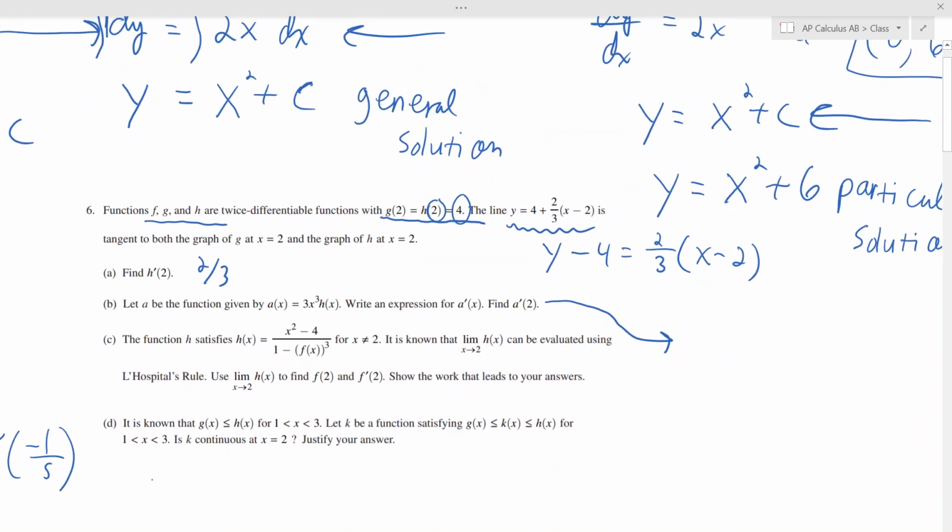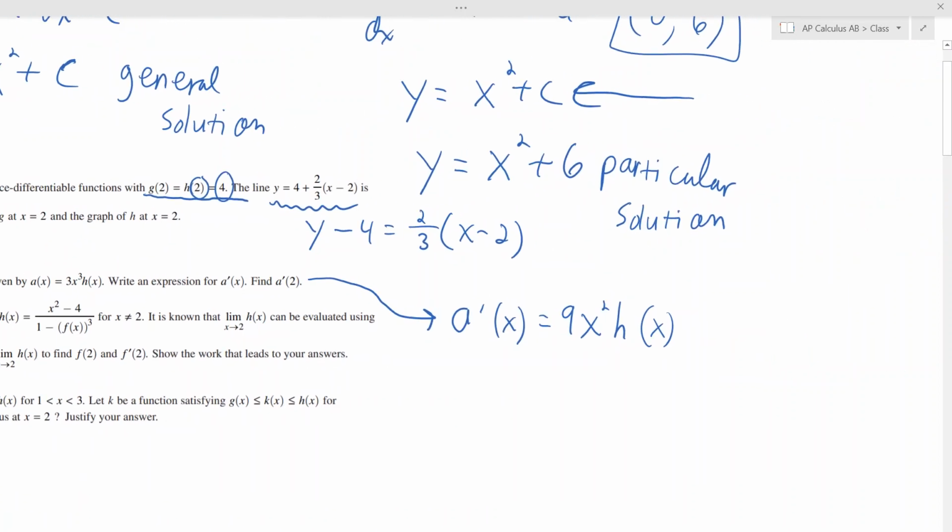Question B is saying, what's the derivative of that? And that's just asking, hey, do you know the product rule, basically, right? So a prime of x, derive the first thing, right? That's just 9x squared times h plus, leave the first thing, derive the second thing. That's it. When you derive a function h and you don't know what it is, it's just h prime.